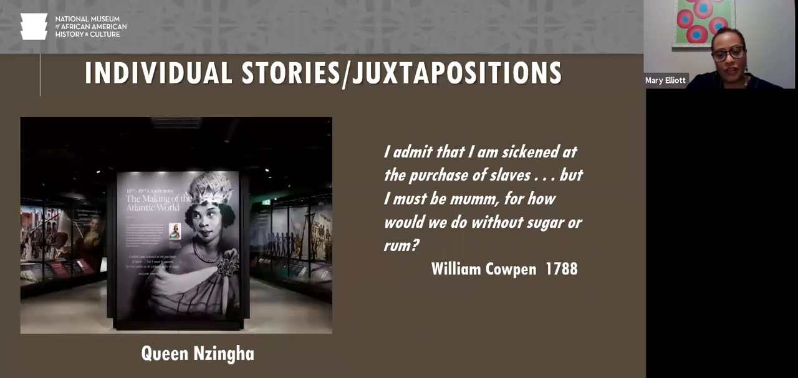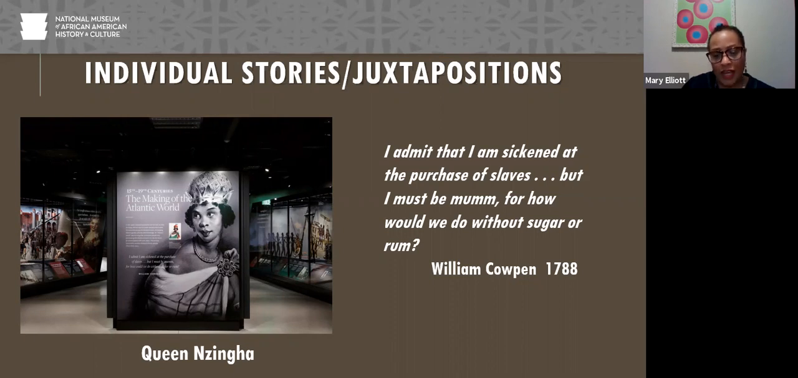And then we pair it with this excerpt from an abolitionist poem. "I admit that I am sickened at the purchase of slaves, but I must be mum, for how would we do without sugar or rum?" We want people, as soon as they start on this journey with us, to think about the moral obligation we have to one another. What are the things we sacrifice just for that almighty commodity? In this case, we are talking about that human cost.